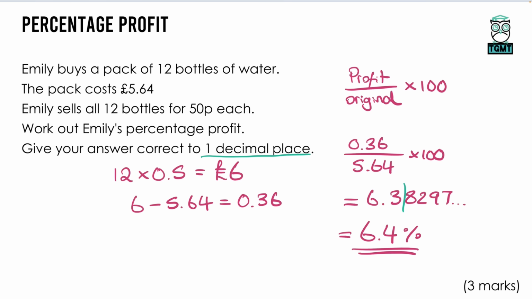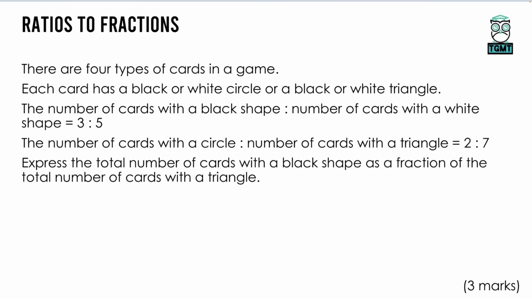Okay, so this question is one that always tends to throw people. It's about ratios to fractions. It says that there are 4 types of cards in a game. Each card has a black or white circle or a black or white triangle. So there are 4 types of cards. The number of cards with a black shape to the number of cards with a white shape is 3 to 5. The number of cards with a circle to the number of cards with a triangle is 2 to 7.